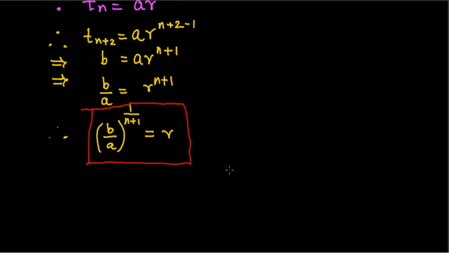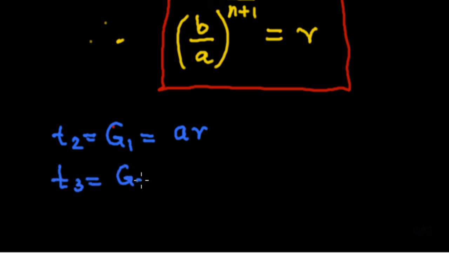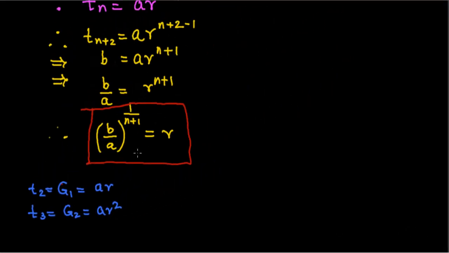How will we find them? Because G1, which is T2, is equal to AR, and T3, which is G2, is equal to AR square. So we will find out R first, then put R here. We could easily find the geometric means inserted between two numbers. Let us take an example regarding this.